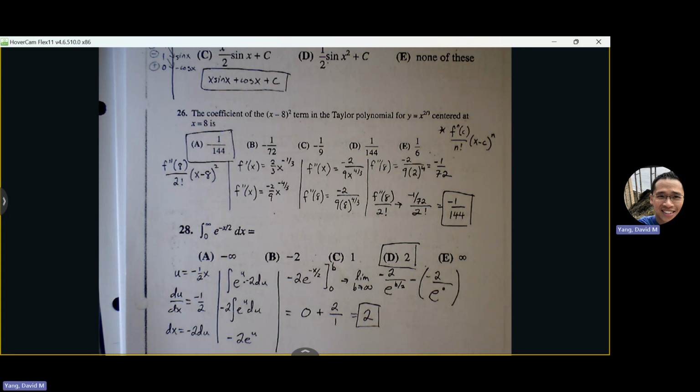So since my f of x is x to the 2/3, f double prime will get us down to -2/9 x to the -4/3. Clean that up, plug 8 in, get the numerator portion of my coefficient, but make sure I still include the denominator portion of my coefficient, and then get it all the way cleaned up.